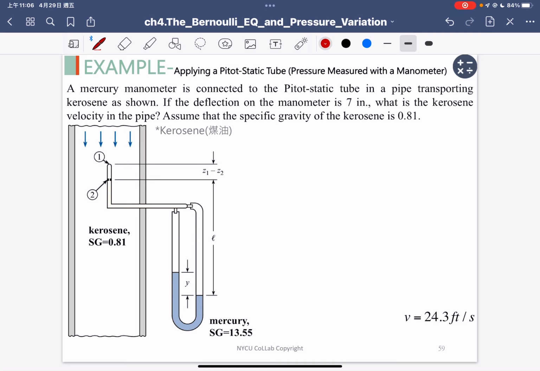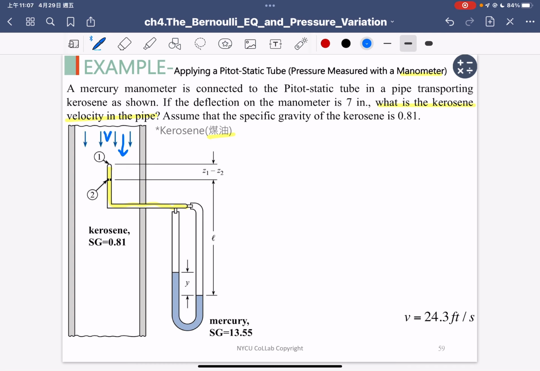So we have an exercise here. How can we apply the pitot tube idea? As you can see, this is our pitot tube, connected with the static pressure. We call that the manometer. We connect the manometers. So what's the problem in this exercise? We need to answer what the kerosene velocity in the pipe is. The kerosene flows through the pipe, going down, and how large is the velocity?